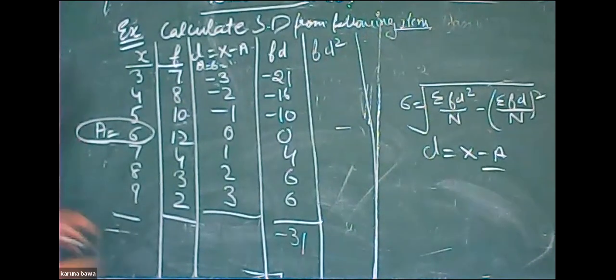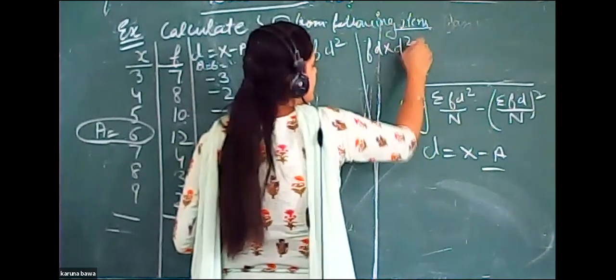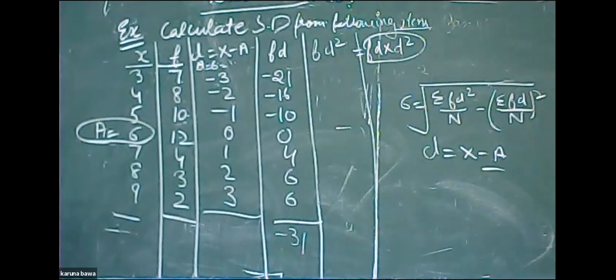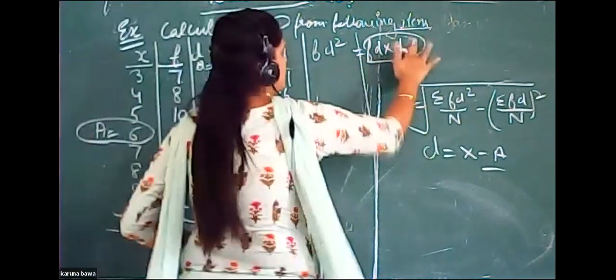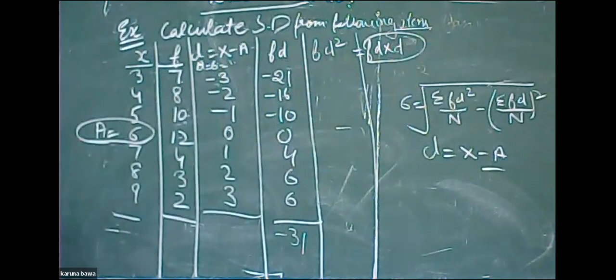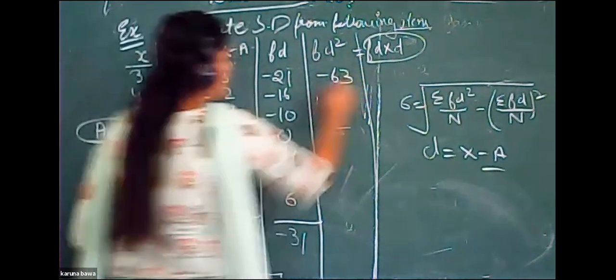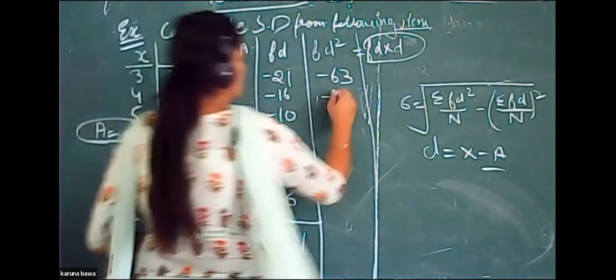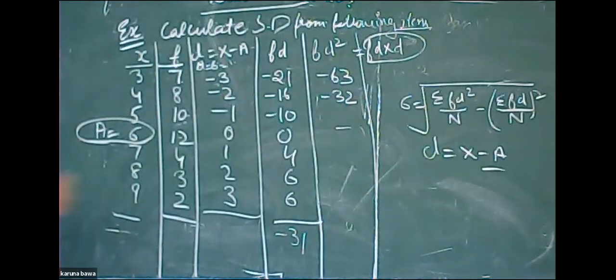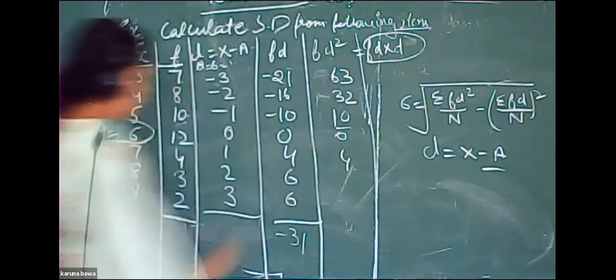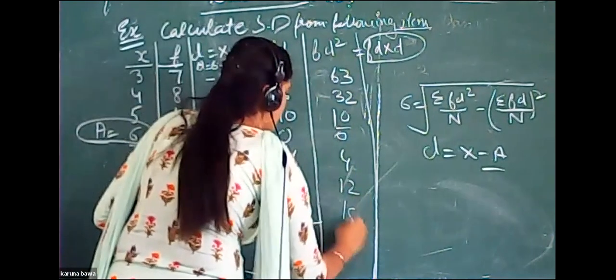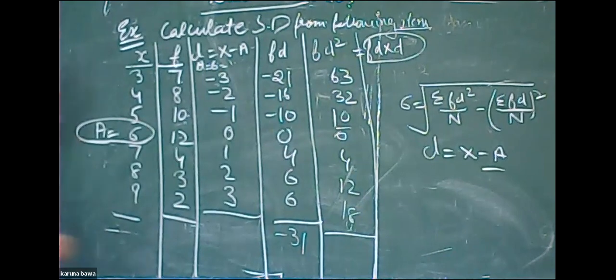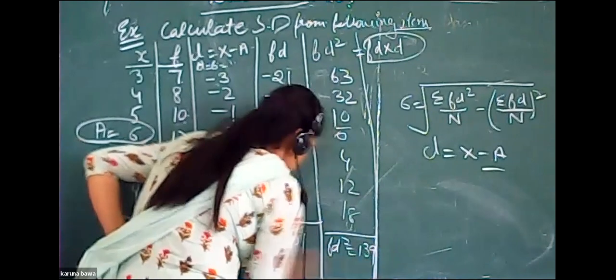So, on the other hand, we find out the f d square value. Find it with the help of f d multiplied by d. So first of all, f d multiplied with the d value. So minus 21 multiplied by minus 3 is 63, minus 16 multiplied by minus 2 is 32. So after this, 0, 4, 12, and 18. And the total of the values, summation f d square, is equal to 139. This is the f d square.